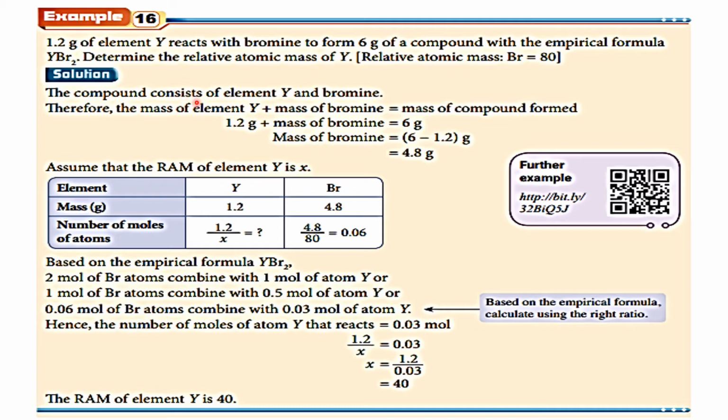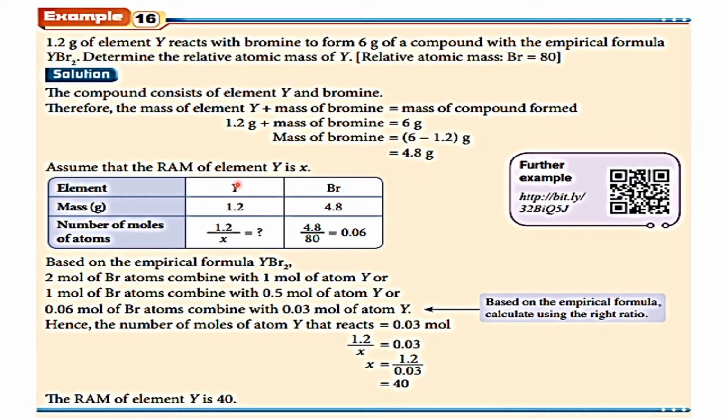The question asks you to find the relative atomic mass of Y. We know that the compound consists of element Y and bromine. The mass of Y is given. The mass of element Y plus the mass of bromine gives the mass of the compound. But the mass of bromine is not given, so find the mass of bromine first. In a simple calculation, 6 minus 1.2 gram, you get 4.8 gram. So the mass of bromine is 4.8 gram.